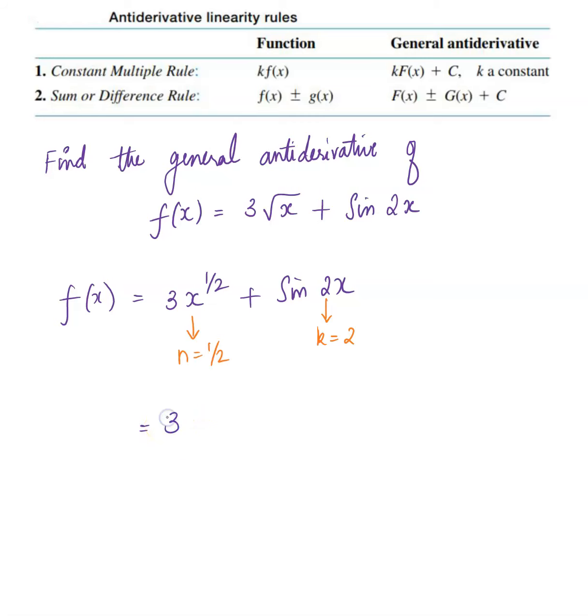So the constant multiple rule, as you see here above, says you can pull out the constant and only work on the x power half. So that will be 1 over half plus 1 x power half plus 1. Okay, I pulled out the constant there. And here it is, the k is 2. The formula says negative 1 over k, so negative 1 over 2 cosine kx. K is 2.